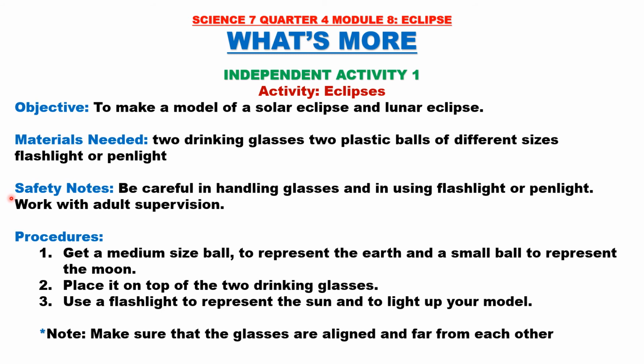Work with adult supervision. Procedures: number 1, get a medium-sized ball to represent the Earth and a small ball to represent the Moon. Place it on top of the 2 drinking glasses. Use a flashlight to represent the sun and to light up your model. Note, make sure that the glasses are aligned and far from each other.